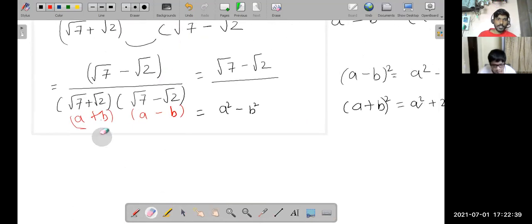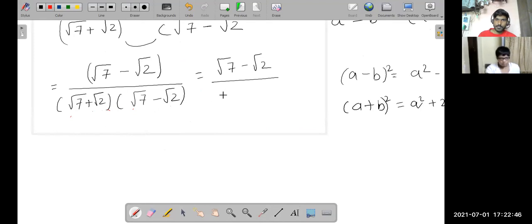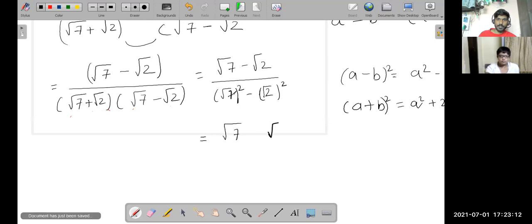Okay. Now coming back to the sum here. Can you tell me what the denominator will become by the formula? Root 7 whole square minus root 2 whole square. Correct. I hope this is clear. Yes. Okay, now I'll just write the numerator as it is, root 7 minus root 2.